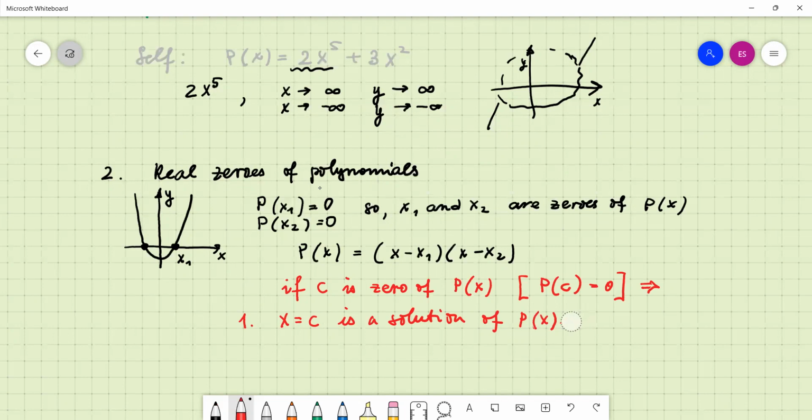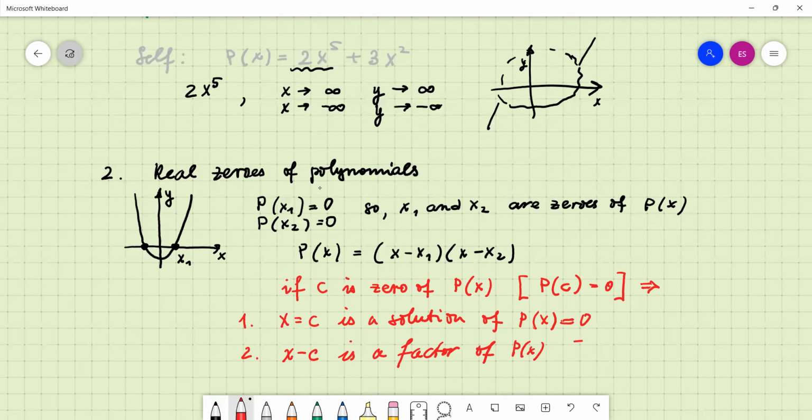Well, we kind of see this because, how do we define that it's 0? Well, we are plugging in over here. It's a solution of this equation. So, a very obvious thing. Number two, that's less obvious: x minus C is a factor of P of x.